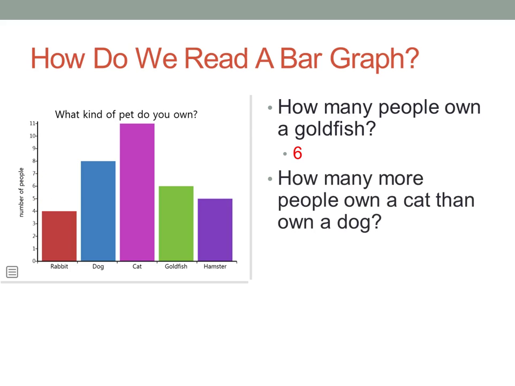How about how many more people own a cat than a dog? So now what we need to do is figure out how many people own a cat, and then subtract how many people own a dog. So I would get 11 minus 8, and that would be 3 people.